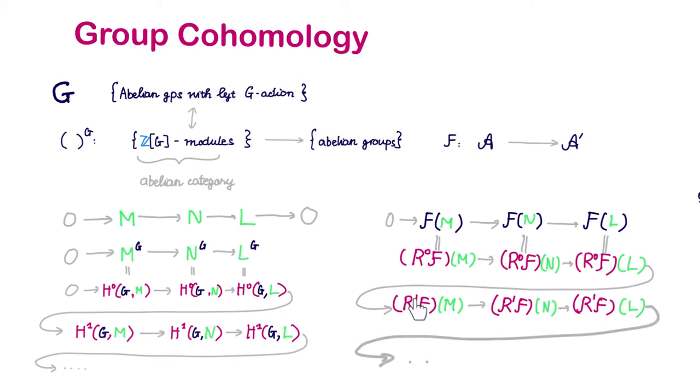The first right-derived functor of F measures the extent to which F fails to be exact, and then the second right-derived functor of F measures the extent to which the first right-derived functor fails to be exact. These group cohomologies are then just the right-derived functors of this G-invariant functor. So what are these right-derived functors? We'll explain this in the next video.